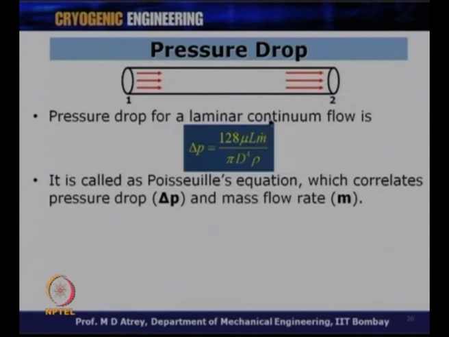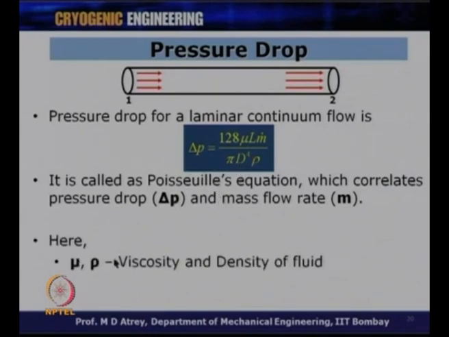If the length is high, delta P is going to be high, while if the d is small, delta P is going to be very, very large. Delta P is dependent on d to the power 4, which is a very important parameter. So, in continuum flow, we can see that delta P is inversely proportional to the 4th power of d. This is a very important parameter, please note that.